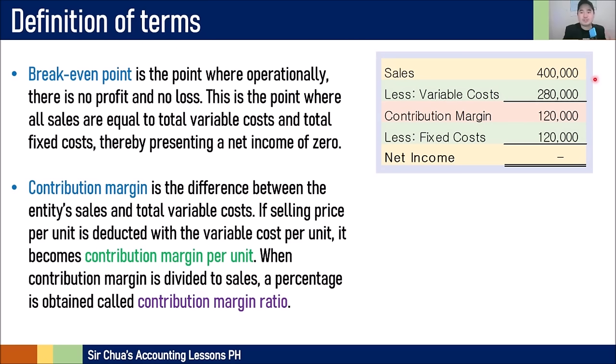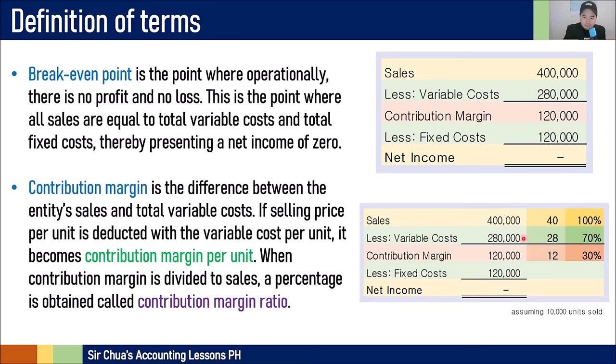Okay? Now, ito naman contribution margin. Alam nyo na to, hindi ba? Contribution margin is the difference between the entity sales and variable cost. So, if you deduct variable cost from sales, that is your contribution margin. If selling price per unit is deducted with the variable cost per unit, it becomes contribution margin per unit. So, in our example here, let's assume na 10,000 units yung nabenta natin. So, 400,000 divided by 10,000, that's 40 pesos ang selling price. And then, 280,000 at 10,000 units, ibig sabihin, variable cost per unit is 28. 40 minus 28, your contribution margin per unit is 12. You can also get that by 120,000 divided by 10,000, which is 12.